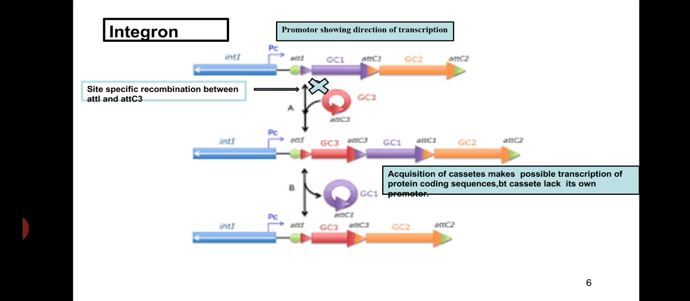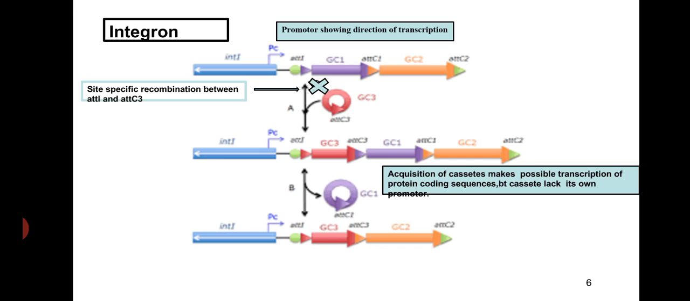Now the crossing between the attI site and GC3, that is gene cassette 3, is indicated by the red color here. So this crossing indicates the site-specific recombination between the attI site and the attC site of the gene cassette. This is the main antibiotic resistance character of the gene cassette. Here you can observe the incorporation of GC3 in the second figure, that GC3 gets incorporated by site-specific recombination, or horizontal gene transfer.